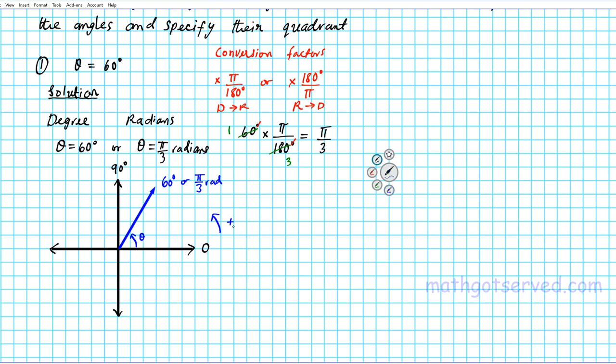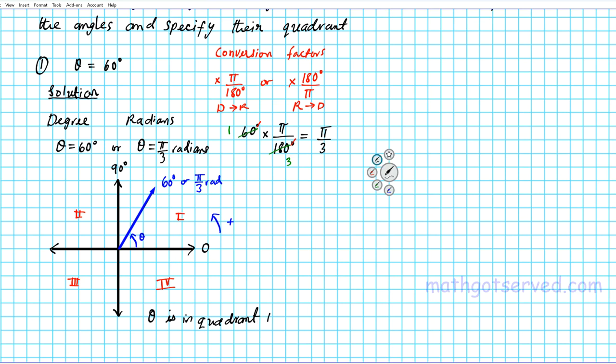Okay, so what quadrant is it? This is quadrant 1, 2, 3, 4. So theta is in the first quadrant. So theta is in quadrant number 1. All right. So now we're ready to take a look at another example.